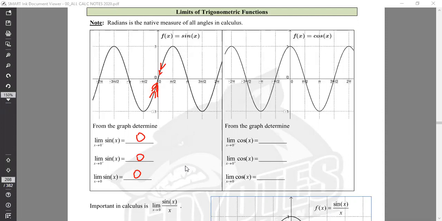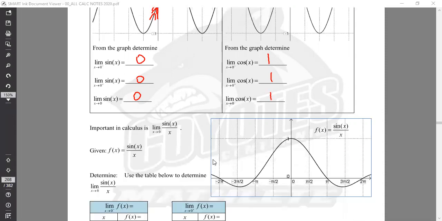For cosine, as x gets closer to 0 from the left side, this is getting closer to a height of 1. And same thing from above. As we get closer, this is a height of 1. So we have our limit of cosine as x gets closer to 0 is equal to 1.